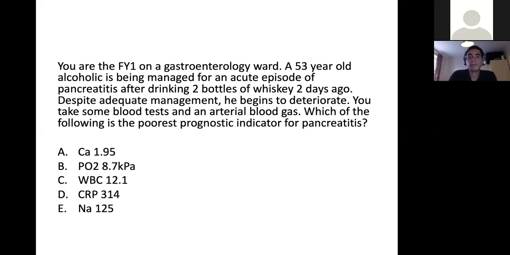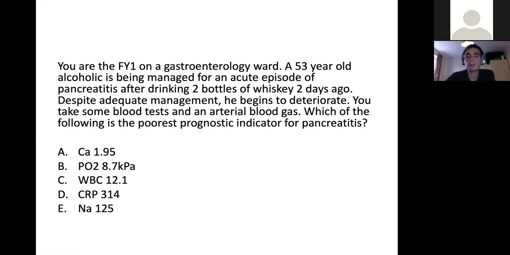Okay, some of you have said A, which I think is the correct answer. Okay, let's go through it. So you are an FY1, very soon, on a gastroenterology ward, and you have a 53-year-old male. We already have an indication, the first indication is alcohol, and he is being managed for an acute episode of pancreatitis, and he is drinking. So we already know that it's pancreatitis, and the likely cause of pancreatitis is drinking alcohol.